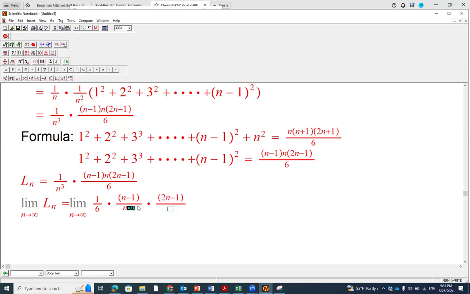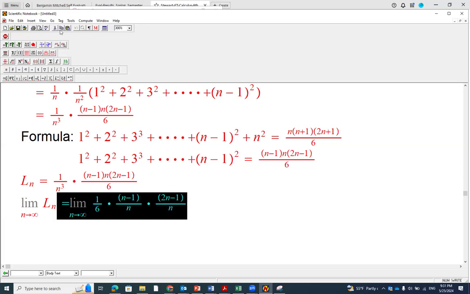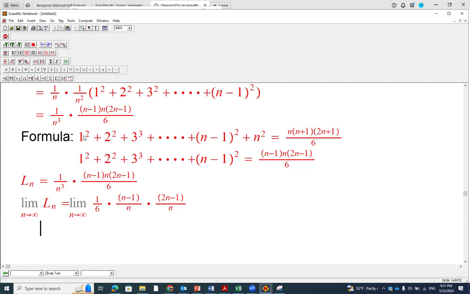And take this n outside, and n divides into each one. Okay, so let me write another line. So this term will turn into 1 subtracting 1 over n. It's just a simple algebraic manipulation. And this term is going to turn into 2 subtracting 1 over n. By this time, each individual one has a limit.